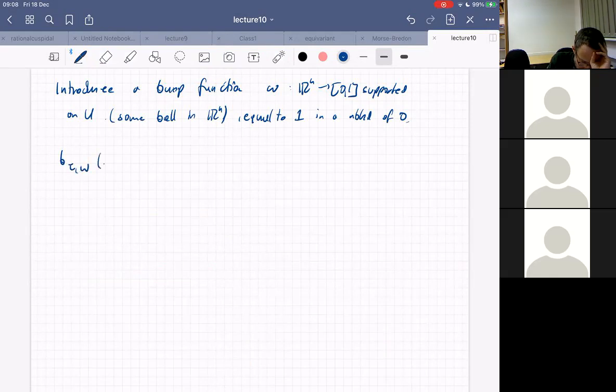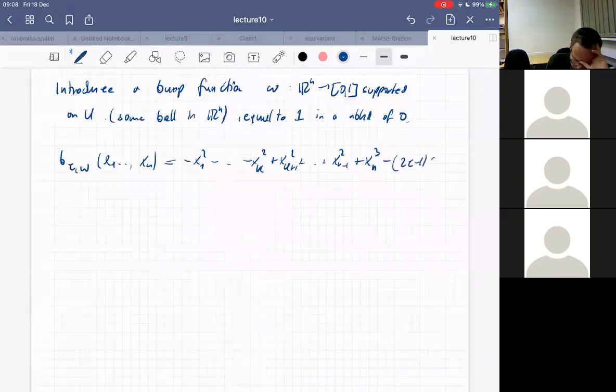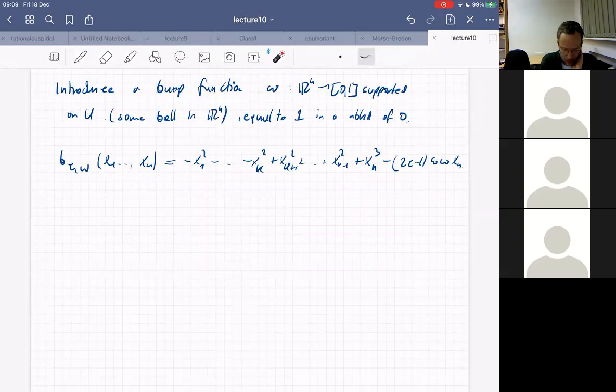tau omega of x1 through xn equal to minus 1 x square minus h a square xk square plus hk plus 1 square plus hn square hn minus 1 square plus h minus, and now 2 tau minus 1 epsilon omega xn. So here I introduce the parameter. 2 tau, it's wrong, it should be 2 tau omega minus 1 epsilon xn.